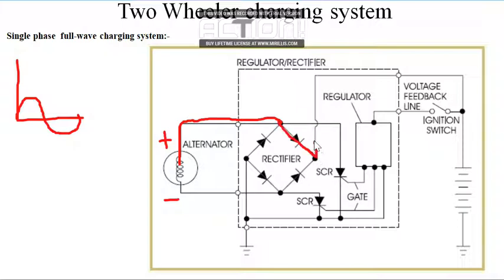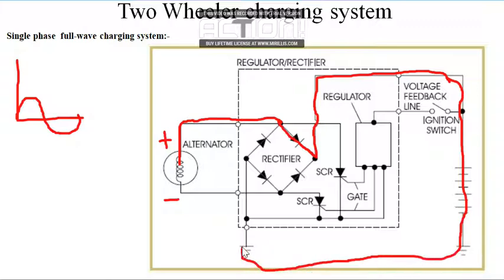It enters here, jumping, entering the battery, charging the battery, coming here, entering this way, passing to here, jumping again and making a complete cycle. In this fashion it flows whenever the half cycle is positive. So your DC output will be like this.